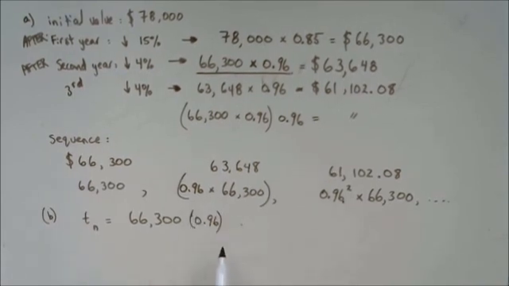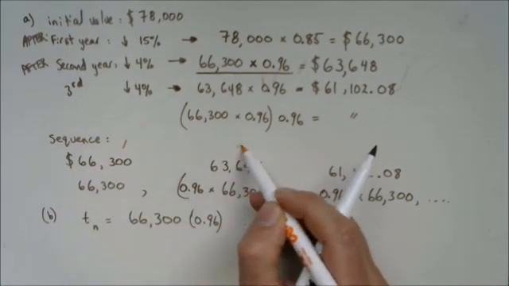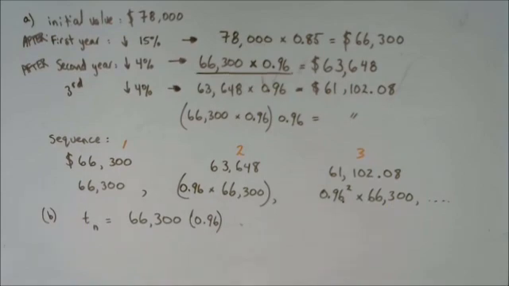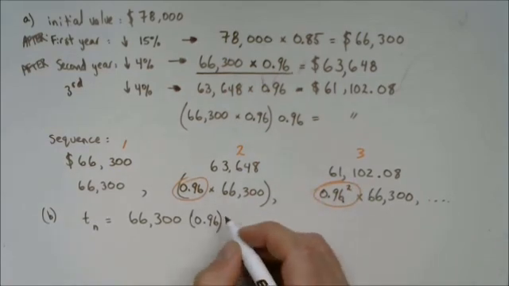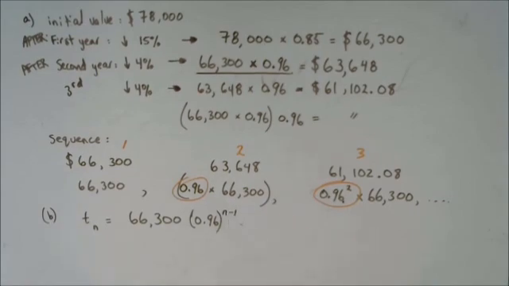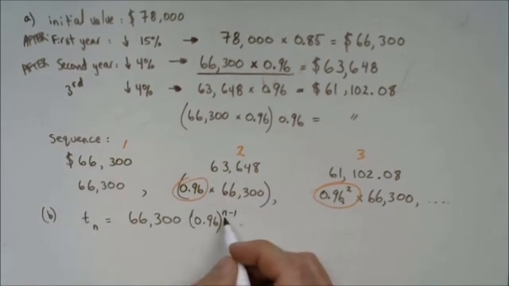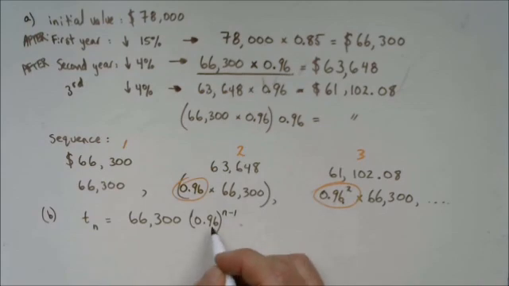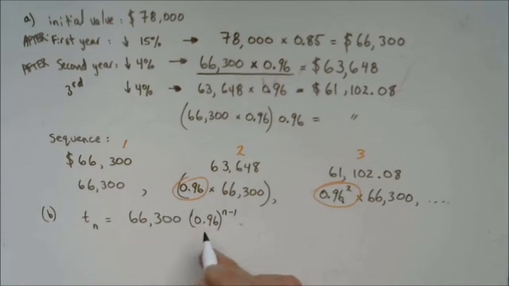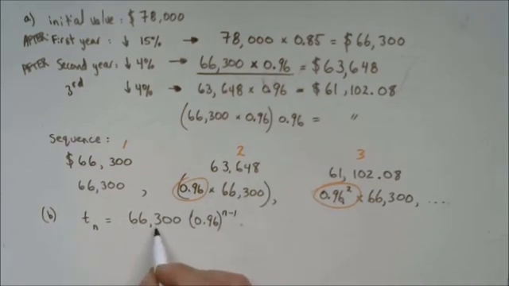And it's not going to be n times, because we notice that this is term 1, this is term 2, this is term 3. Here we have no factors of 0.96. Here we have one factor, and here we have two factors of 0.96. So we're actually raising this to the power of n minus 1. Whatever n is, we take away 1, and that's how many factors of 0.96 we have. That's how many years are passing from the value of 66,300 to the next value, okay?